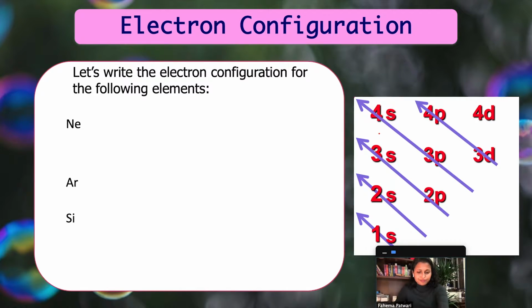So 1s2, fill it up. 2s2. You guys see the pattern here? After 1s comes 2s and then 2p. Since neon needed 10 electrons, we're just going to make sure we put a location for all the electrons. So 4, good to go, 6 more, and we'll just put in p. That's it.